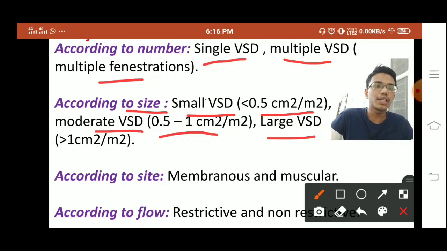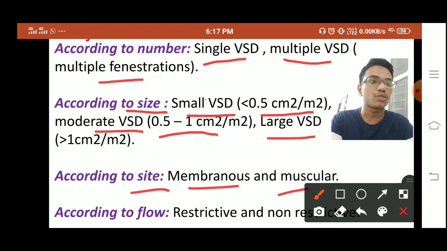In small VSD, the size is so small that the blood flow will be restricted. That means the blood flow through this shunt is insignificant, whereas in large VSD, the size of the defect is so large that the blood will easily get shunted towards the right ventricle. And according to site, it is classified as membranous and muscular. In membranous, the membranous septum will not descend properly, and in muscular septal defect, the muscular septum will not ascend properly. According to the flow, VSD is divided into restrictive and non-restrictive type.